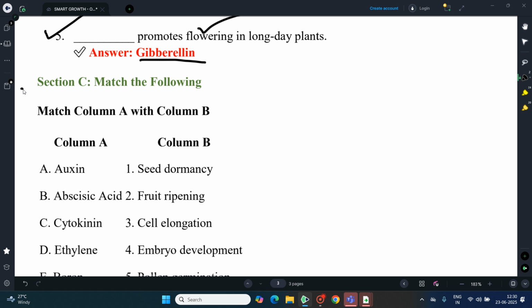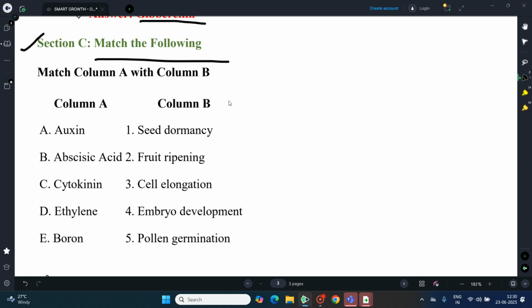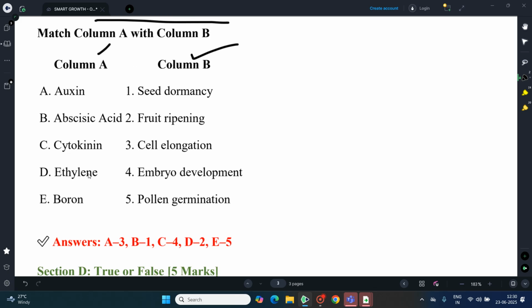Then the third type of question is match the following. I have given two columns, column A and column B. You have to match the column B answers with column A, the points. There are only 4 questions I have given. Auxin is utilized for cell elongation. Abscisic acid is for seed dormancy. It induces seed dormancy. That is the matching answer.